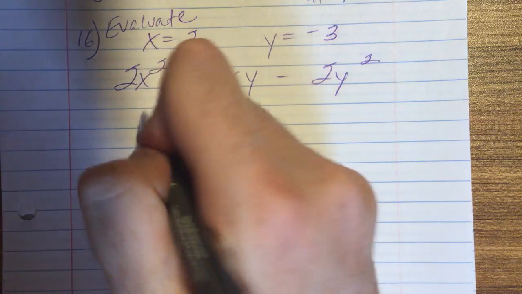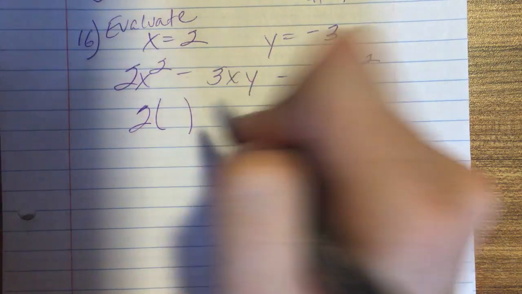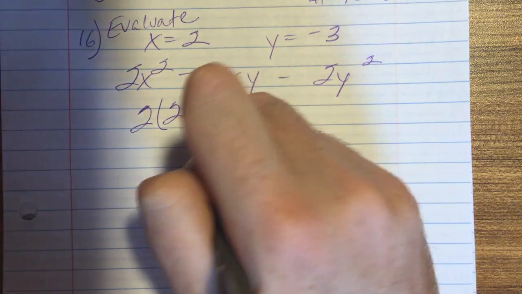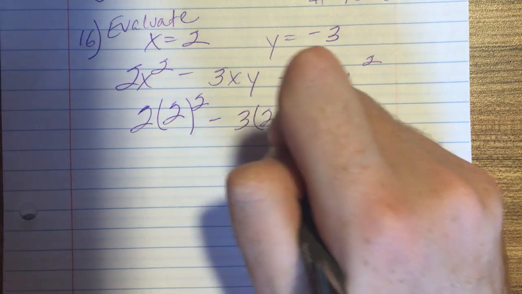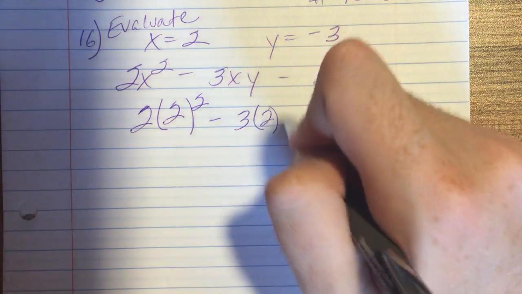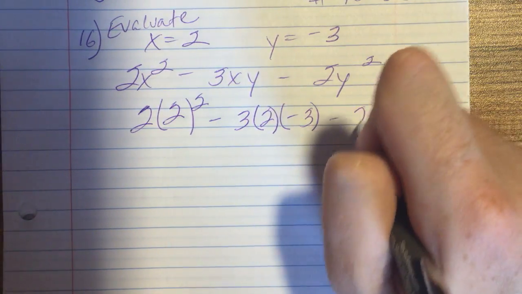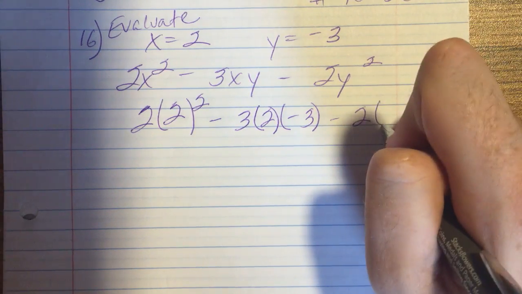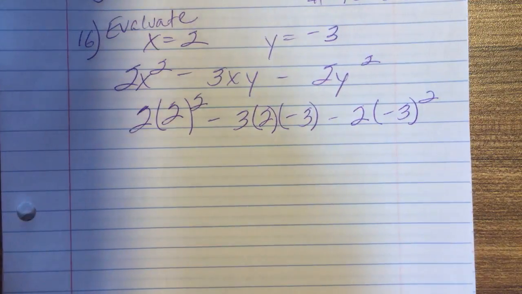So we have 2, and then instead of putting x, I'm going to put parentheses and put the 2 in for x. Square that. -3 times x, I'm going to replace x with the 2 that it is equal to, times y, which is a -3, minus 2 times y squared. So I'm going to open parentheses, insert the y value of -3, and square that.